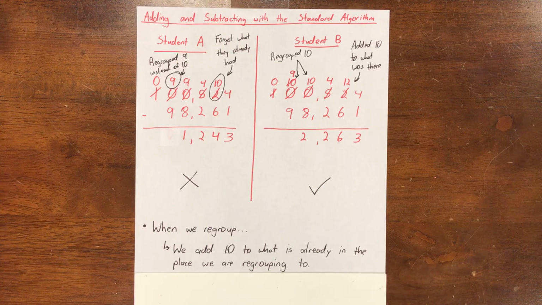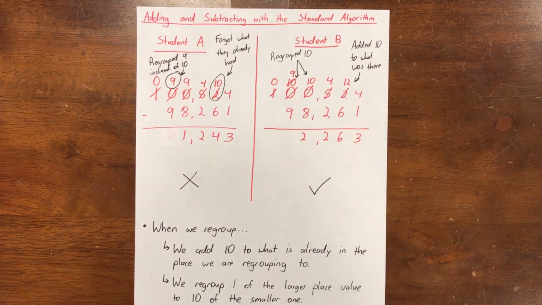Okay, cool. And what else should we remember from this work and keep front of our mind today? Go ahead and say it out loud. Right, when we regroup, we regroup one of the larger place to make 10 of the smaller place. Read this with me. Go. We regroup one of the larger place value to 10 of the smaller one.